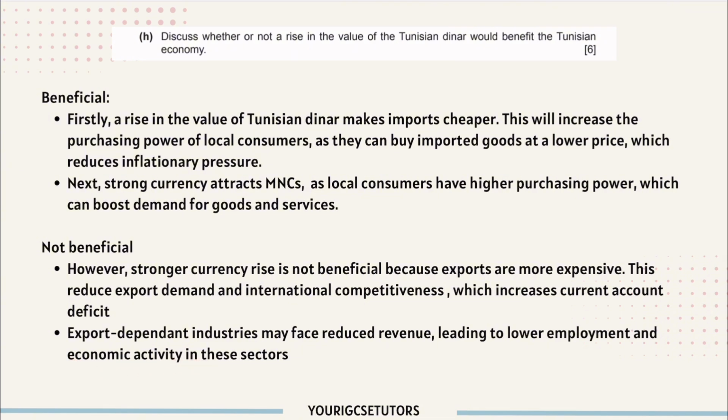So, when you see a rise in value, there are two things to talk about. First one is imports cheaper, second is exports more expensive. And the other 2 points you can extend from these points.